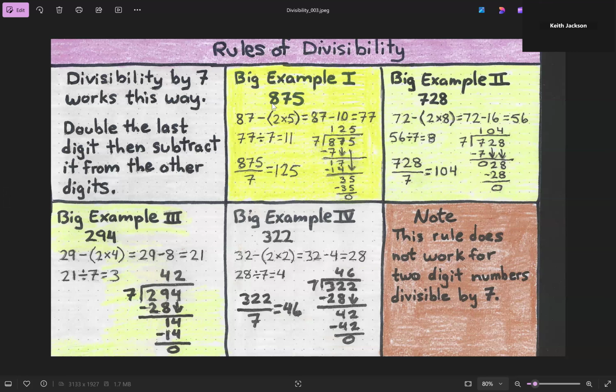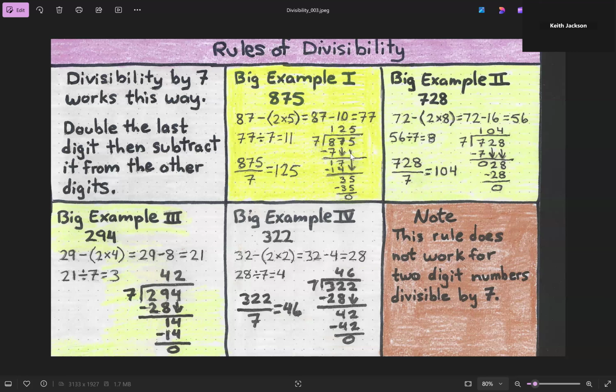Let's say we have 875. Let's take that 5 and double it, or multiply it by 2. When we do that, we get 10, right? Now we have 87 minus 10, which gives us 77. And guess what? 77 we know is divisible by 7 because 77 divided by 7 gives us 11. Because we know that, we know that 875 is also divisible by 7.